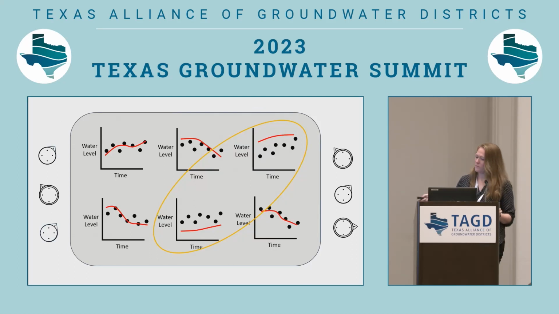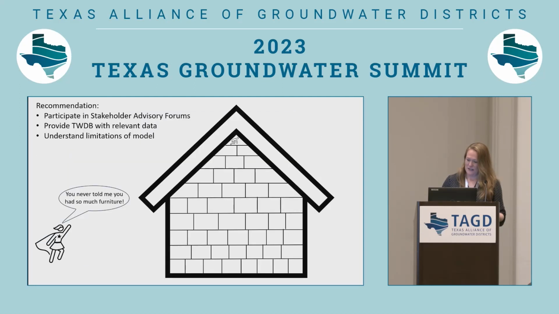Right? Maybe most of their wells matched, but these two are super off, and this is their brother's well, or worse, this is their monitoring well that they need to make their local management decisions. So again, this is a communication issue. Hopefully we wouldn't get to the end of this process and this be a surprise to everyone.